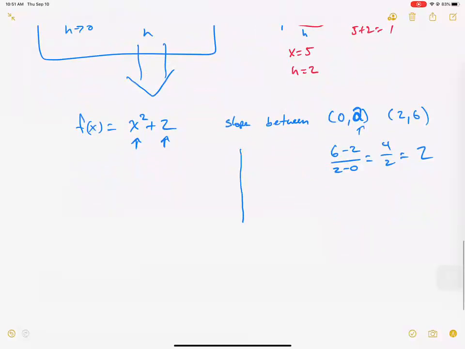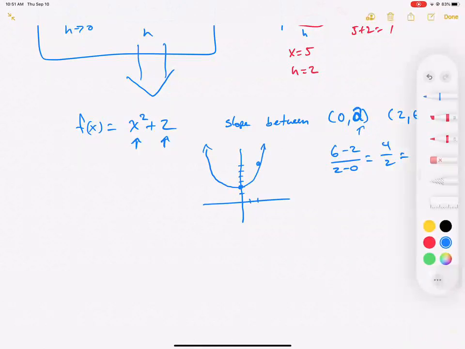And if I graph that out, 0, 2, 0, 6, we draw a parabola. This is a graph of a parabola. The secant line, the average rate of change, would be up 1, 2, 3, 4 over 2, which is 2.